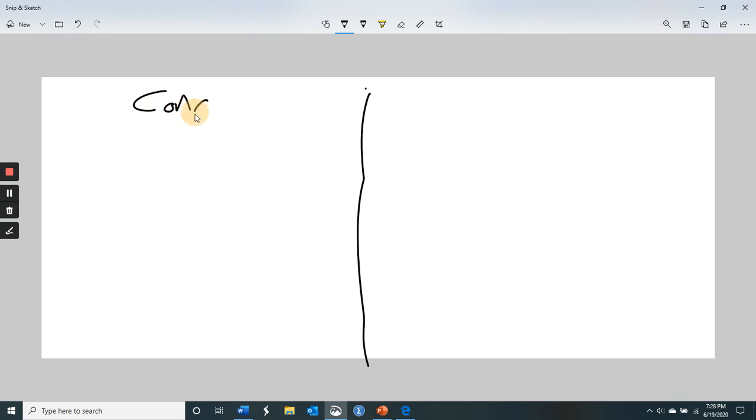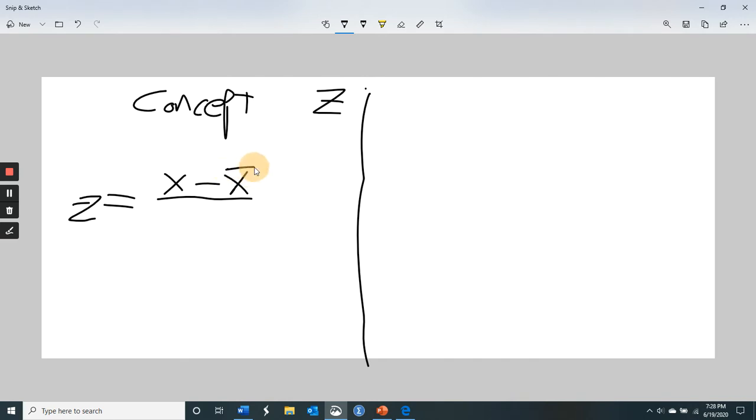So this is the concept, and this was the z-scores that we had done just now. Remember, the formula was z equals the difference between a score and the mean of the distribution. But that difference doesn't make any sense unless we standardize it by dividing it by the standard deviation.